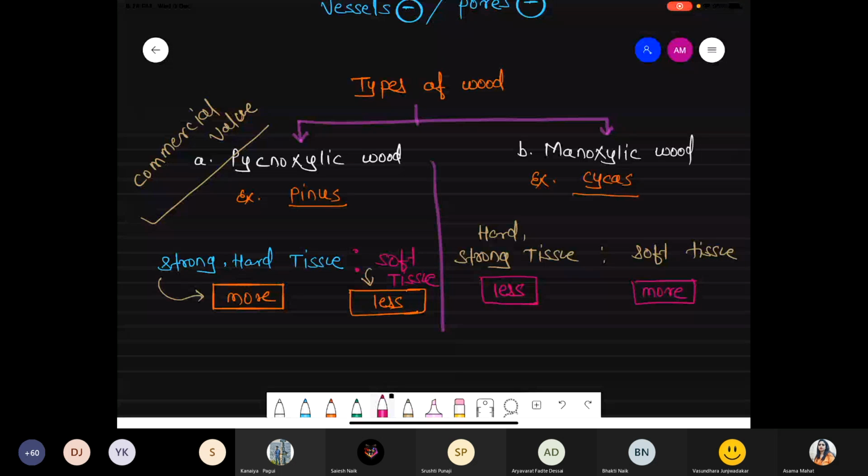So we know that whenever we are purchasing any furniture we have to take good quality, because हम बोलते हैं furniture वाले को कि we want water repellent, water resistant, waterproof. So according to that the cost varies, right? So pycnocyclic wood is the commercially available one. An example for pycno is Pinus.